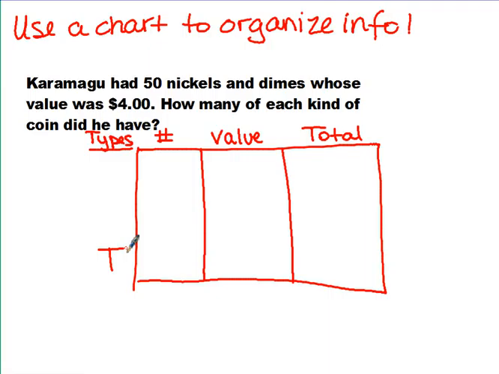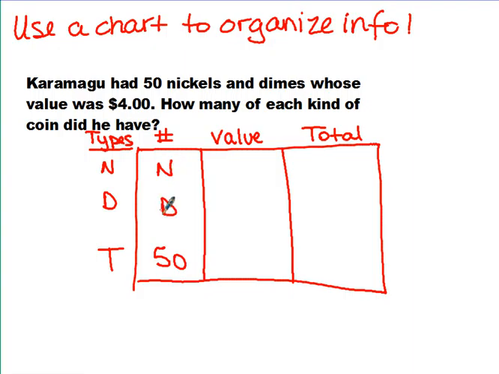Now let's use this to fill in some information. Karamagu had 50 nickels and dimes. His value was $4. How many of each kind of coin did he have? Now we have nickels and dimes. Keep in mind, if you have two things that are unknown, you're going to have two variables. We know that he had 50 altogether. So in the total column for number of coins, we have 50 total coins, but we don't know the number of nickels and we don't know the number of dimes.